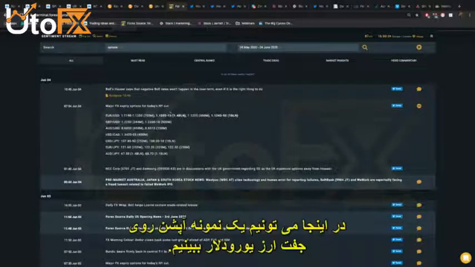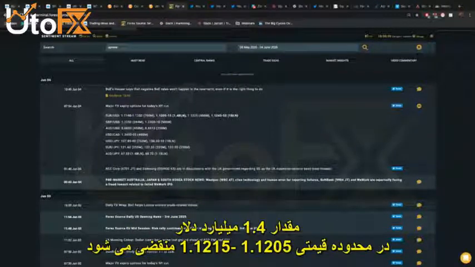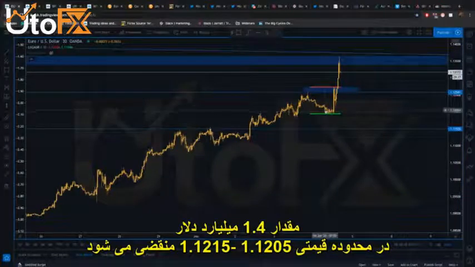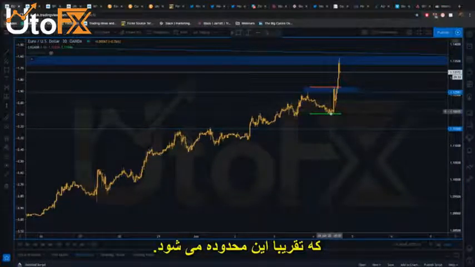So here's an example of one on the Euro-US dollar pair, 1.1205, 215. We have a 1.4 billion option expiry level. So you can see here just around this level here.